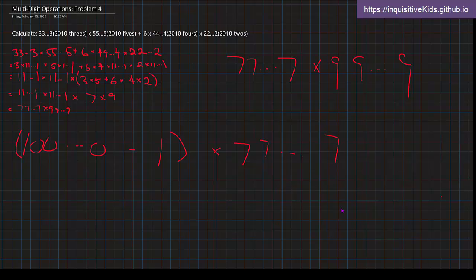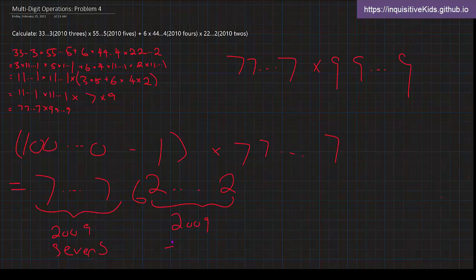And I'm pretty sure you get the idea now. So that is equal to 2009 sevens followed by 6 and 2009 twos and a final 3. So that's our final answer.